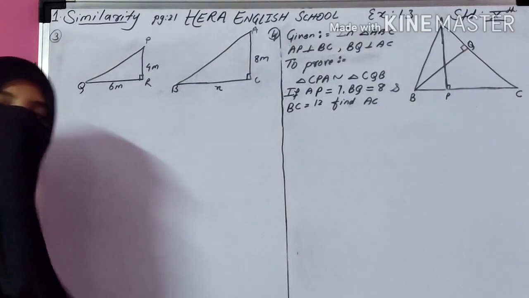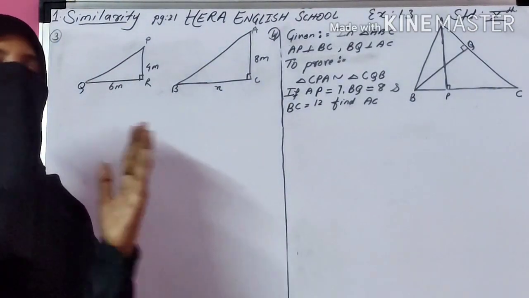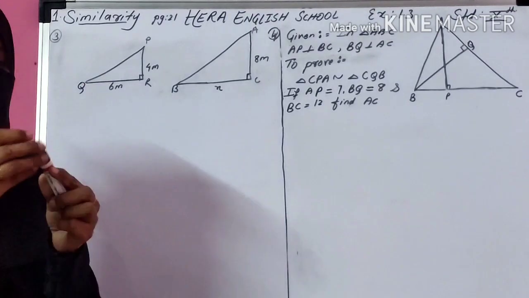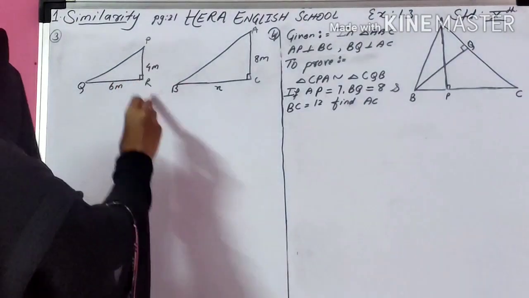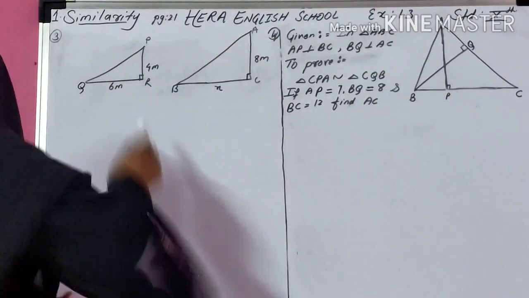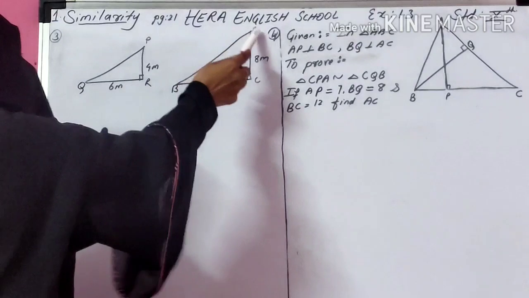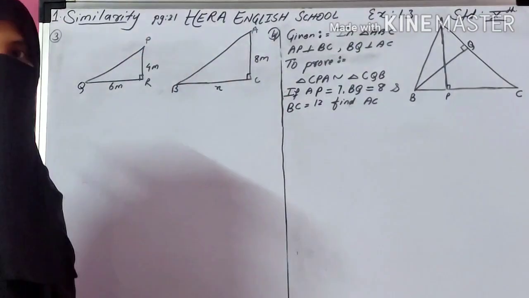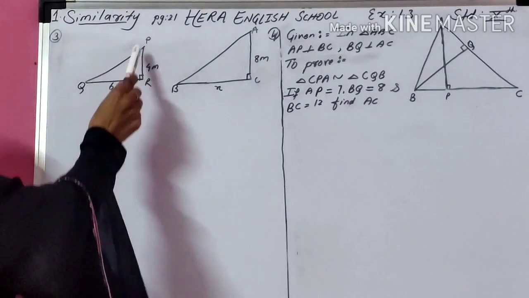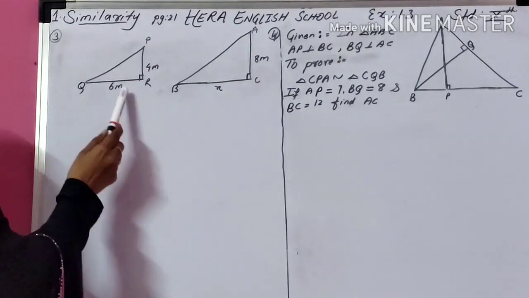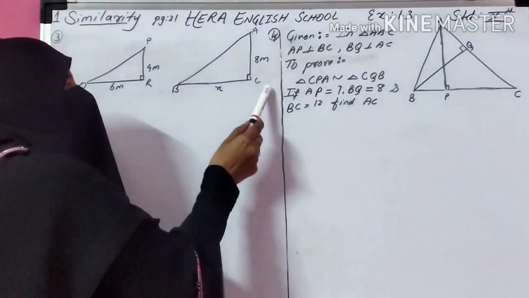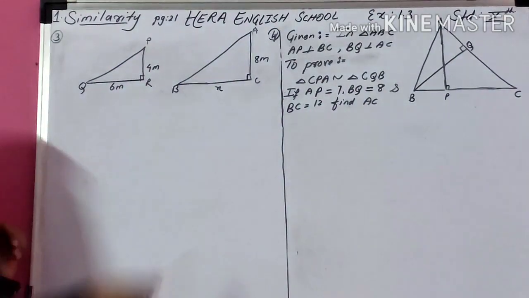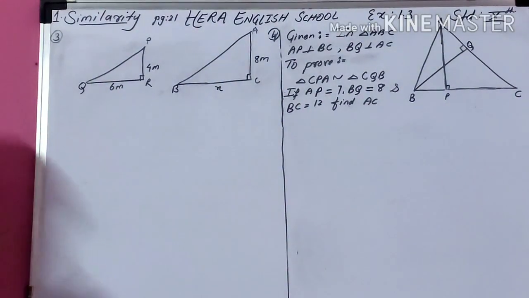Now, there are two poles, and you know that poles are always perpendicular to the ground. So here PR and AC are the two poles. This is the smaller pole, 4 meter, and this is the bigger pole, 8 meter. Due to the sunlight, the shadow cast by the smaller pole is 6 meter. Then you have to find the length of the shadow cast by the bigger pole. That means you have to find the value of x. Got it? So this is your question.